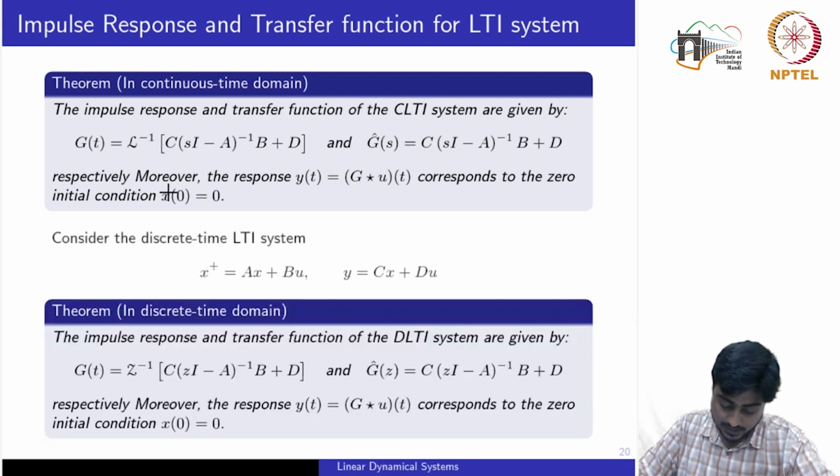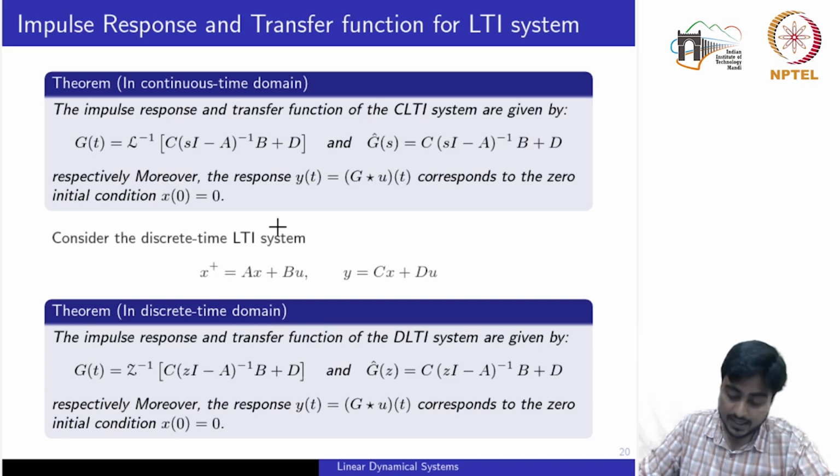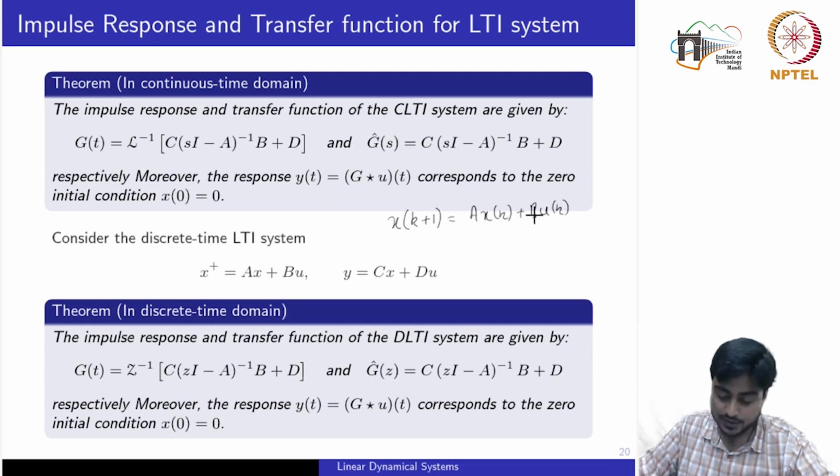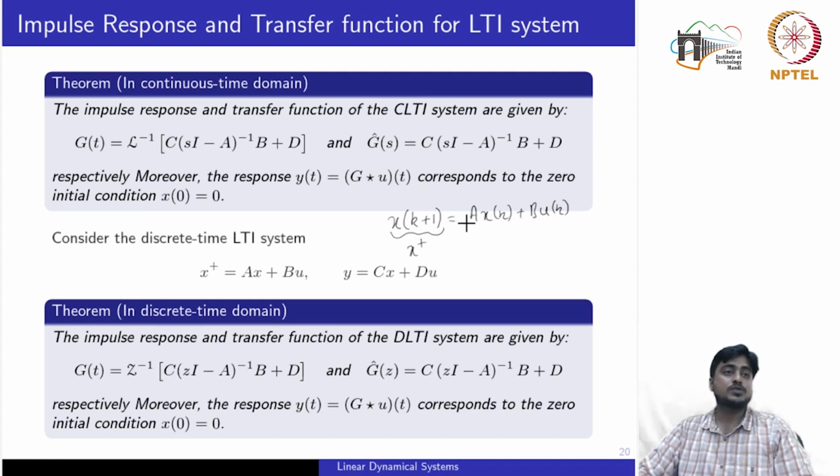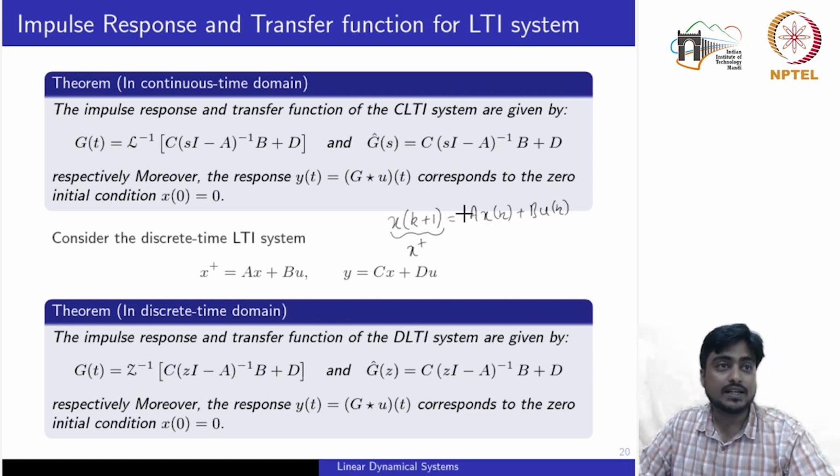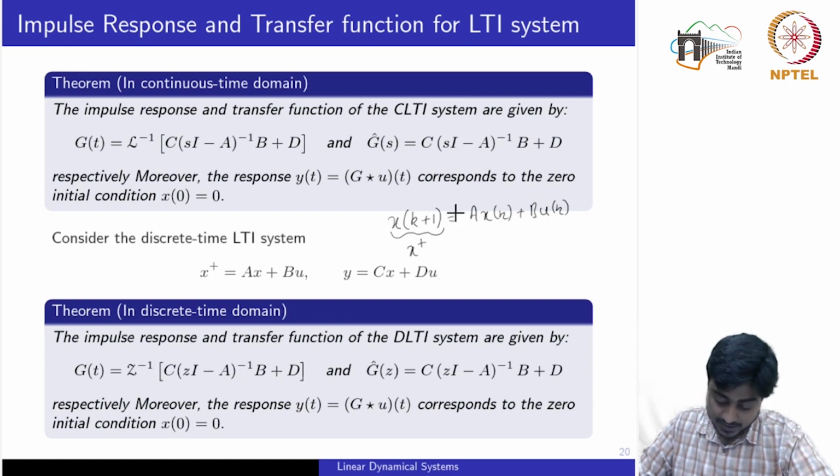Now consider the discrete time LTI system, which we are denoting by x plus. By this x plus, we mean that x of k plus 1 is equal to A x k plus B u k. So here we are using the shorthand notation that x of k plus 1 is denoted by x plus. The important difference between the state space representation of the continuous time system and the discrete time system is that now both the state equation and the output equation have become algebraic equations.